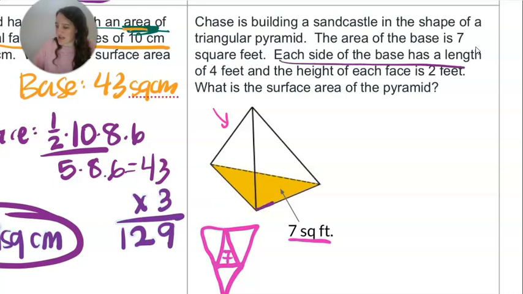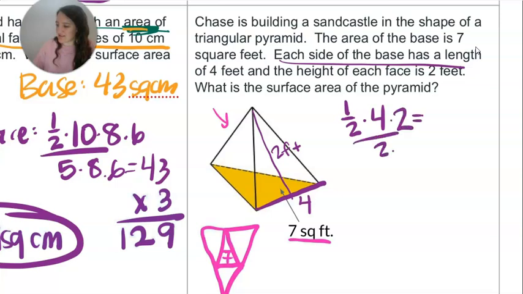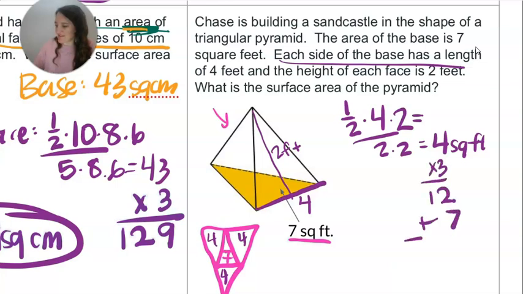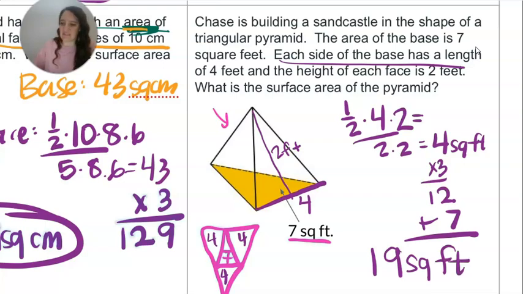So each side of the base has a length of 4 feet and a height of 2 feet. So we'll go 1/2 times 4 times 2, which will give us 4 square feet. So that's 4, that's 4, that's 4, times by 3, gives me 12, 12 plus 7. The base and the faces all together is 19 square feet.